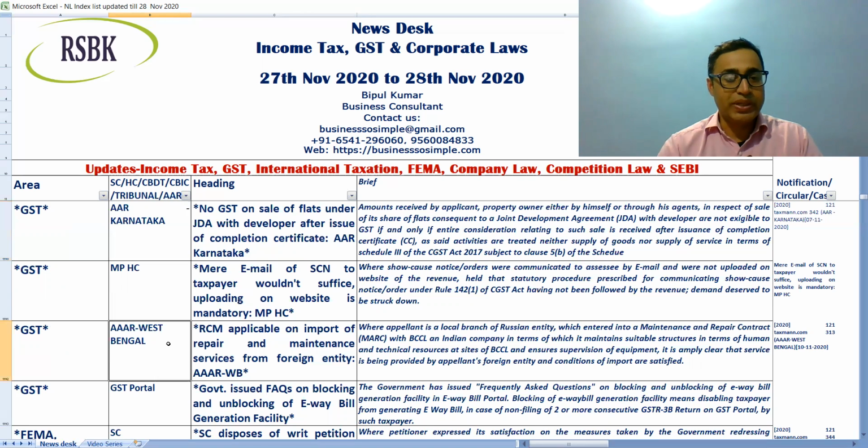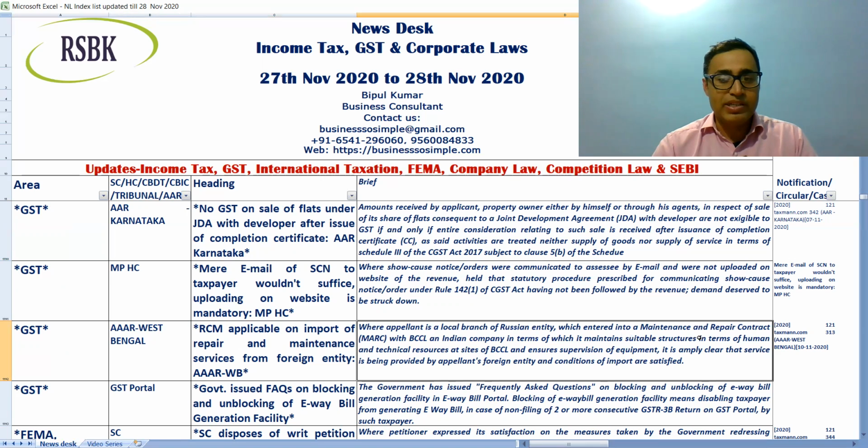Appellate Authority for Advance Ruling, West Bengal: RCM is applicable on the import of repair and maintenance services from a foreign entity, where the appellant is a local branch of a Russian entity which entered into a maintenance and repair contract with BCCL, an Indian company, in terms of which it maintains suitable structure in terms of human and technical resources at the site of BCCL and ensures supervision of the equipment. It is amply clear that service is being provided by the foreign entity and the conditions of import are satisfied.